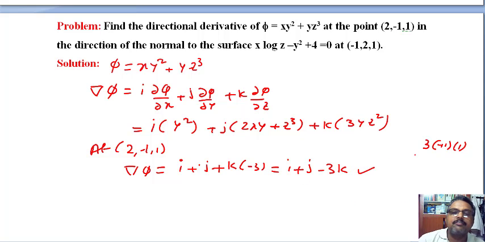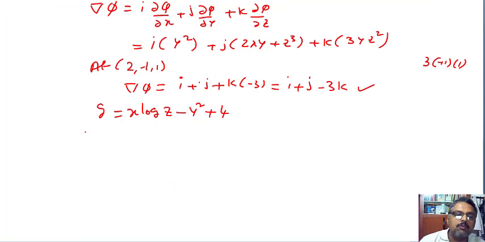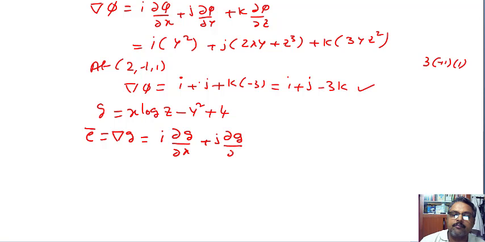In a similar way, assume some g equals the second function. What is the second function? x log z minus y square plus 4. Now here, what is e bar? e bar equals del g, which is i dou g by dou x plus j dou g by dou y plus k dou g by dou z.